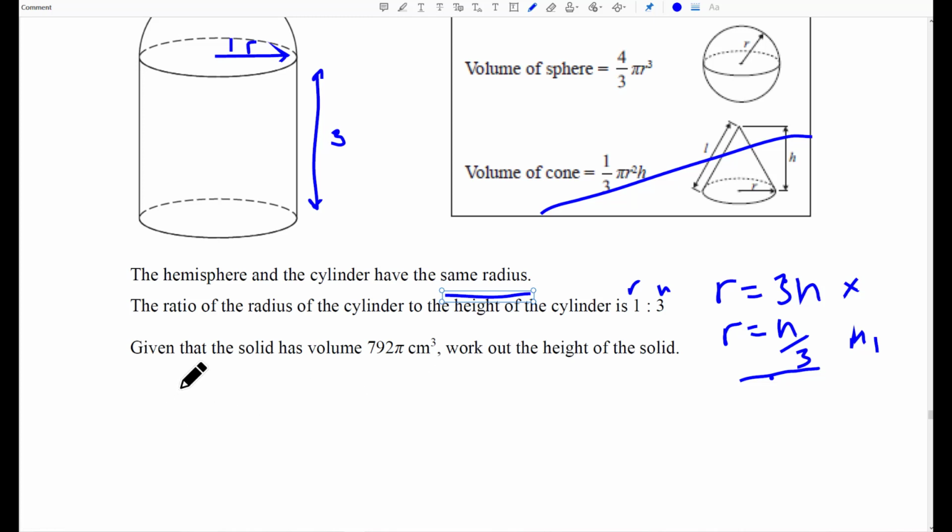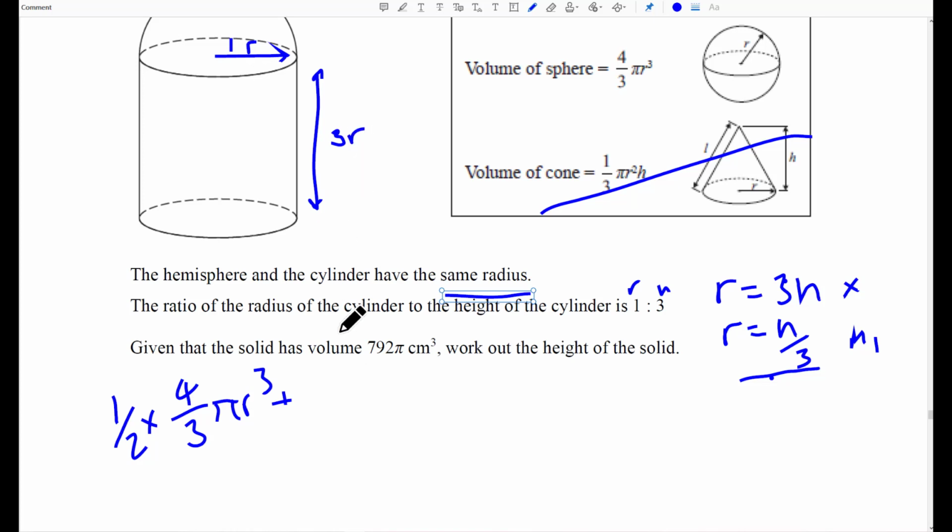So all we need to write for probably another method mark is 4 over 3 pi r cubed, plus, that's half a sphere, so that's a half times that, plus what's the volume of the cylinder? Well, the radius is r, and the height is going to be 3r.